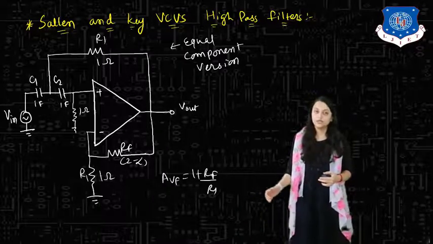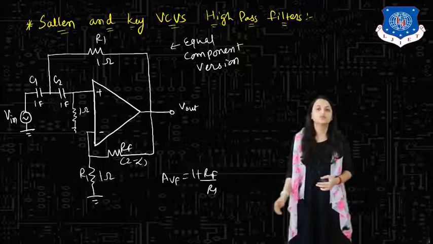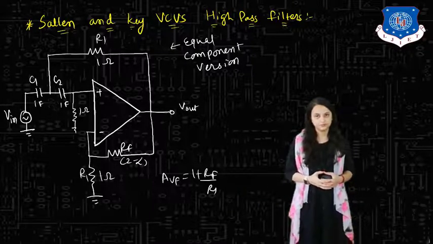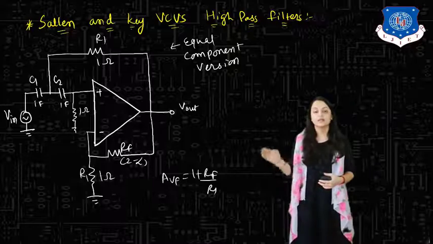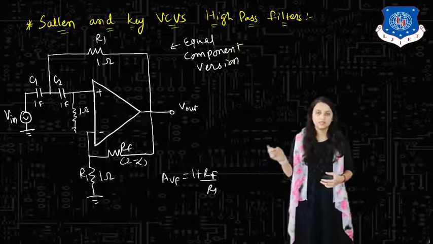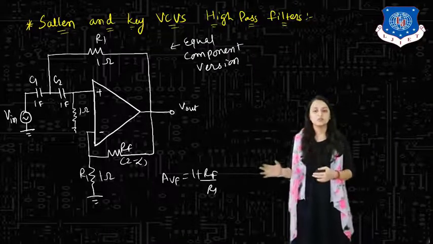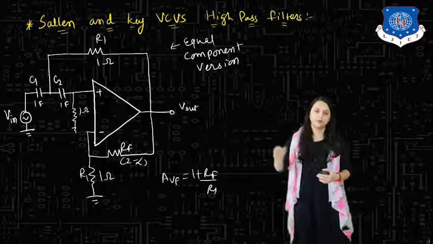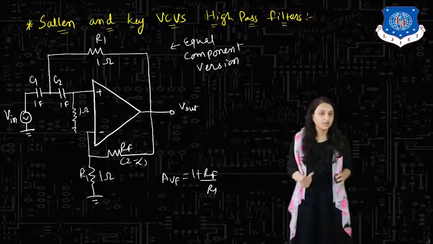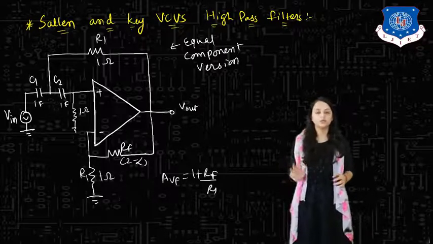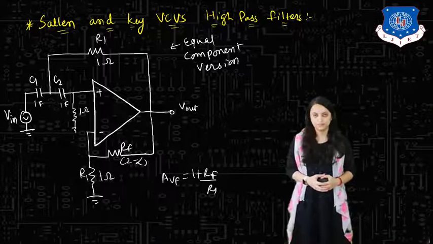Here the supply is given to the non-inverting terminal, that's why the gain is given as ABF, that is equal to 1 plus Rf by R2. Here the values of capacitance and resistance are indicated. They all are taken as 1. So capacitances are taken as 1 farad, resistances are taken as 1 ohm. That's why this is also called the equal component version of the high pass filter. The generalized Sallen-Key BCBS high pass filter has the values C1, C2, R1, R2 different. But if the equal component version is to be designed, all the values should be equal.